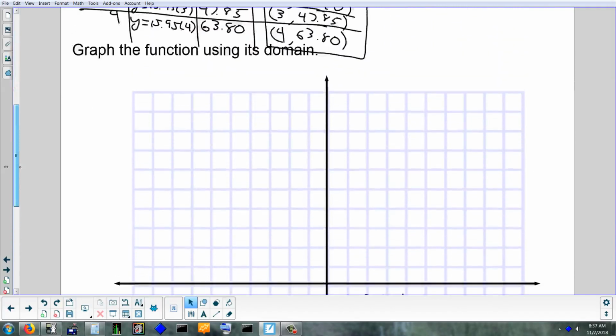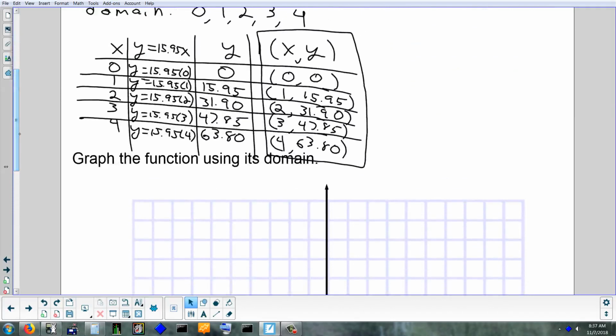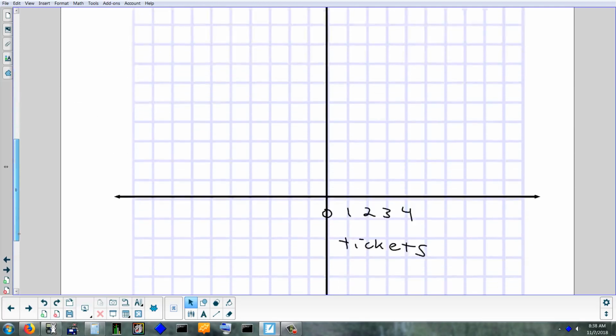So make sure you label that axis tickets. How about my y-axis? We have to go up to 63.80, so 64. What do you think would be good to go by? By 10s? Yeah, I'd say 10s is probably pretty good. So we'll go 0, 10, 20, 30, 40, 50, 60. And I'll go to 70 since I got to go a little above 60. I got to go to 64.